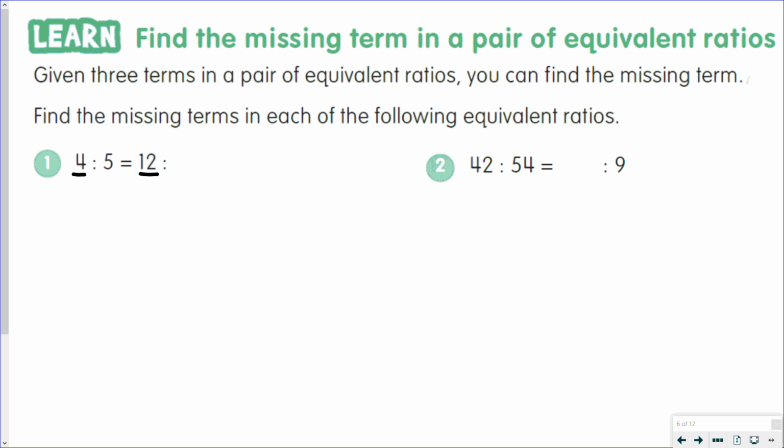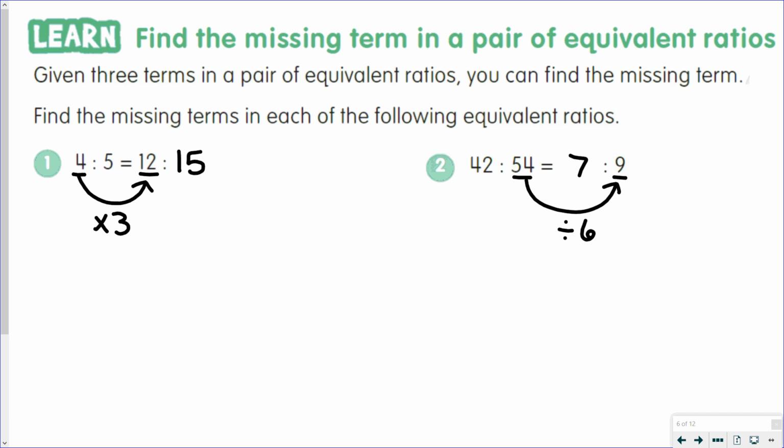So you just have to ask yourself, well, how do you get from 4 to 12? You get from 4 to 12 by multiplying by 3, which means you have to multiply 5 by 3 to get 15. And the ratio 42 to 54 equals something to 9. 9 is the second term, as is 54. So to get from 54 to 9, you have to divide by 6, which means you have to divide 42 by 6 to get 7.